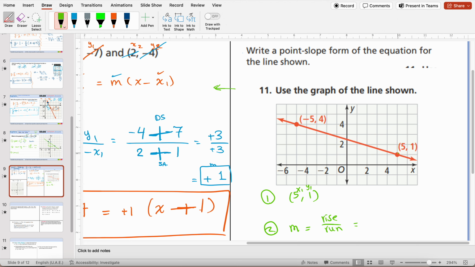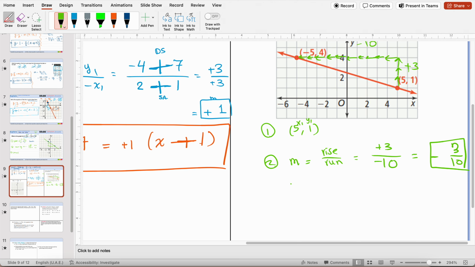So from one point to another, I'm gonna rise 1, 2, 3 up, over run 1, 2, 3, 4, 5, 6, 7, 8, 9, 10 to the left. 10 negative. Positive with negative is negative 3 over 10. This is m. Lastly, my equation: y minus y1 is 1 equals m is negative 3 over 10, x minus x1 is 5.